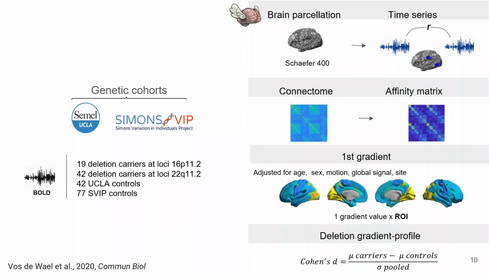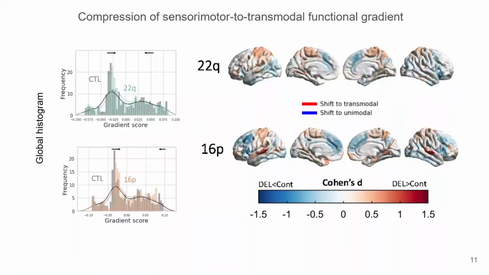We used a standard pipeline to preprocess the data and generate connectomes, and then used diffusion map embedding to extract our primary gradient, the sensory motor to transmodal gradient. Our first analysis consisted of a regional statistical comparison of gradient values. And now I'm going to show the results from this analysis.